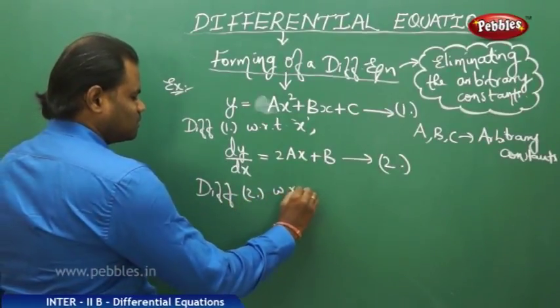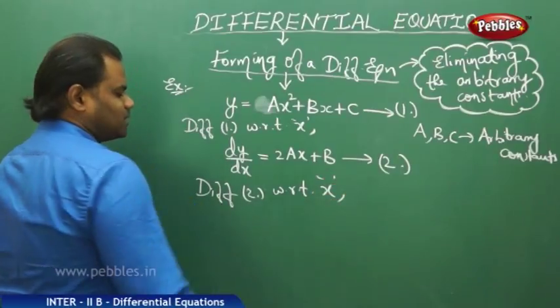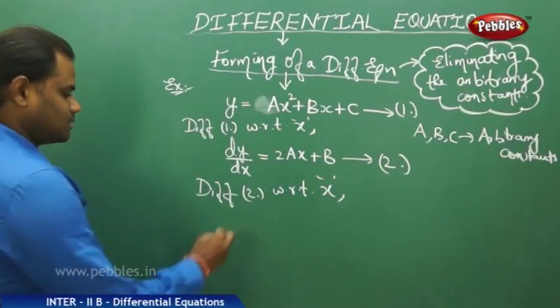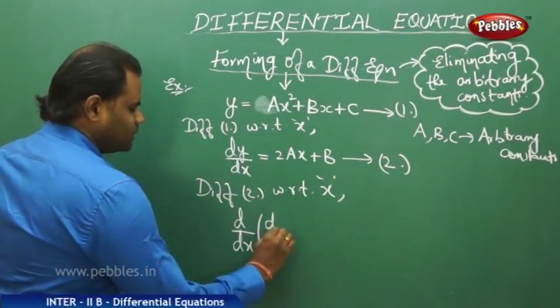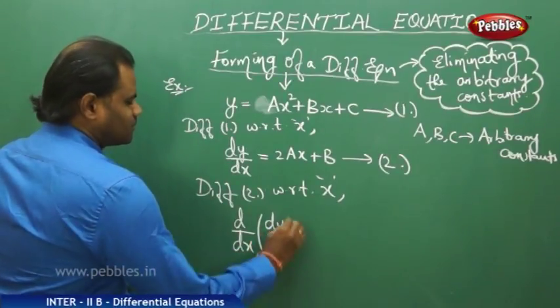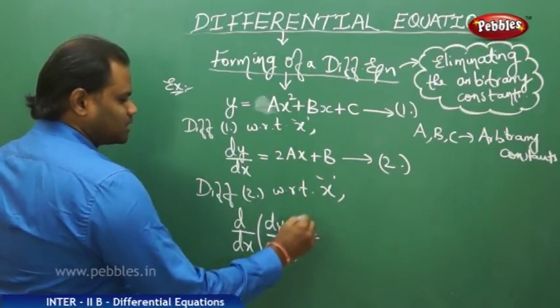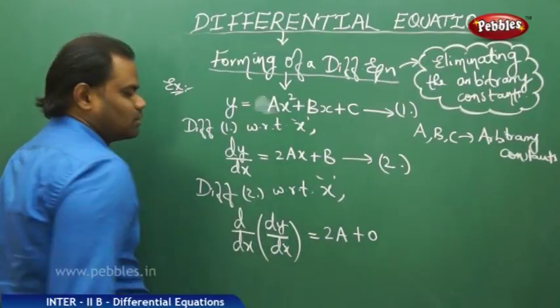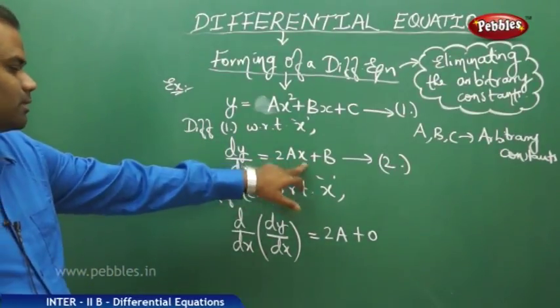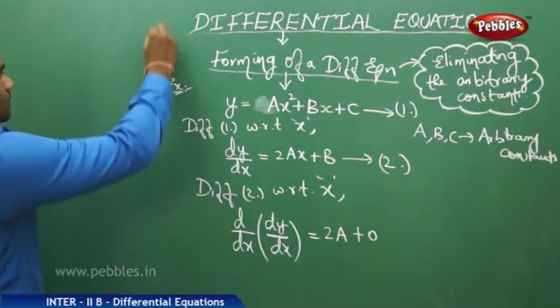Differentiating 2 with respect to x, I get d by dx of dy by dx equals d by dx of 2ax, which is 2a, and d by dx of b, which is 0 because it's a constant. D by dx of x is 1, so I get this.